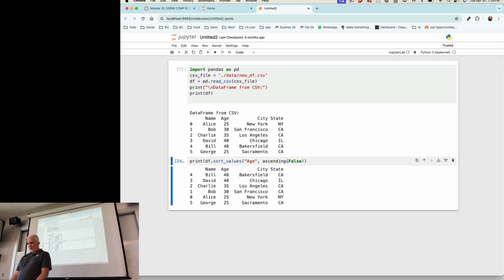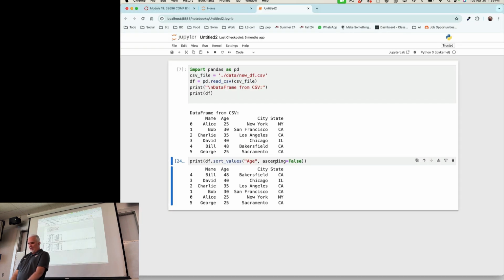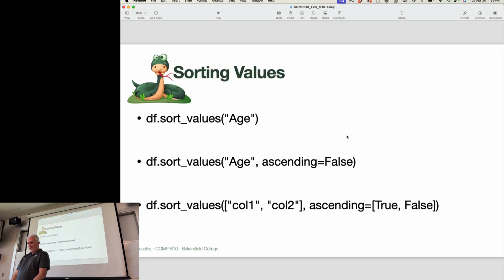You can also sort just on anything else. I could say on name, and it gives me those things in reverse alphabetical order. George, David, Charlie, Bob, Bill, Alice. Okay? So I can do that.